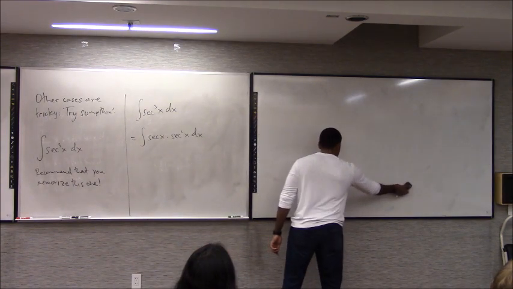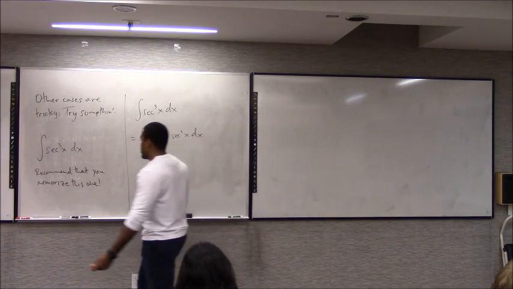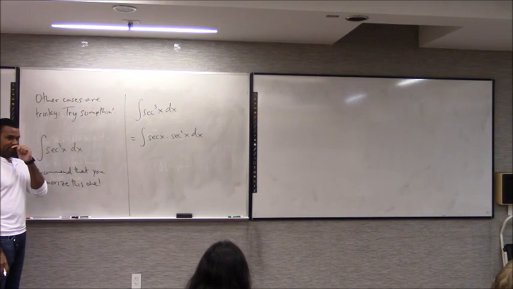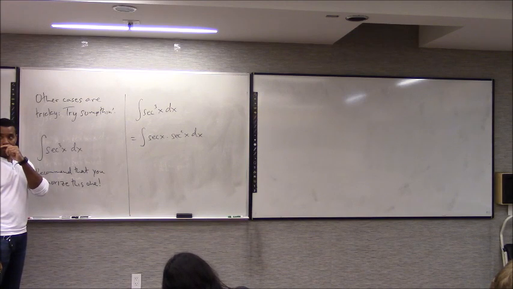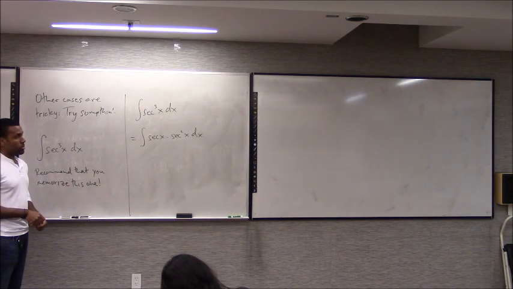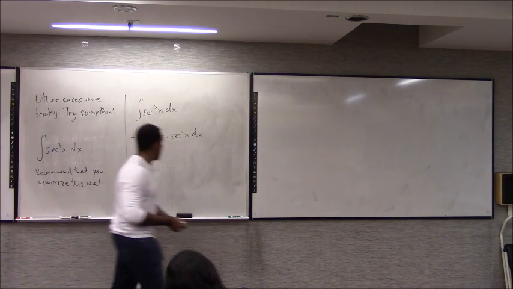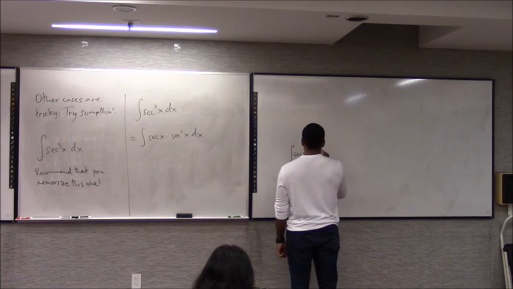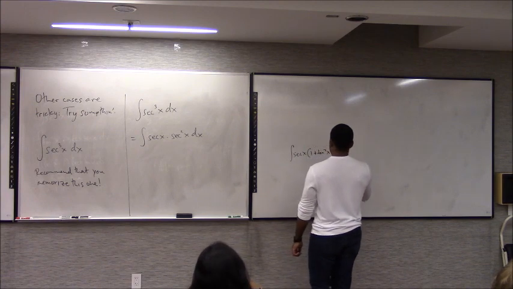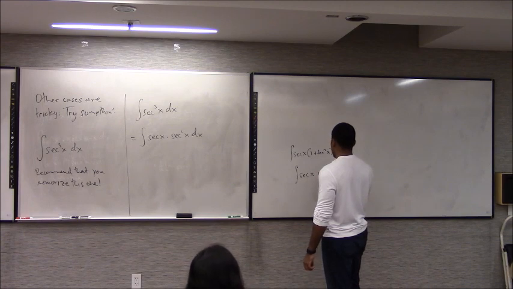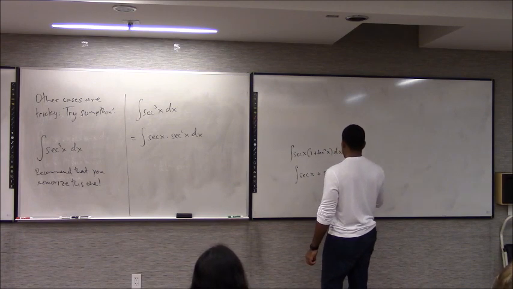What else would you think? What are you going to try? What do you have? Substitution is not going to work, so that's off the table. What else did we learn? Yeah, the trig identity. Which trig identity? Secant squared x equals 1 plus tangent squared x. Okay, let's try that out. Secant times 1 plus tan squared. So that's going to become secant x plus secant x tangent squared x.